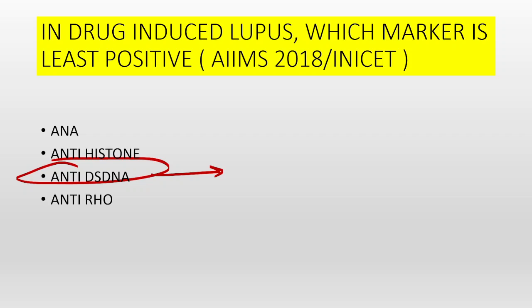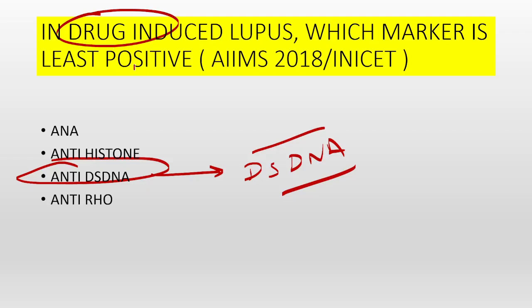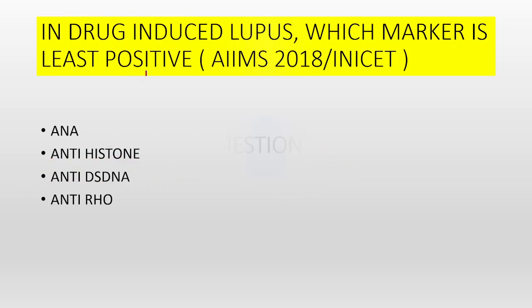where other autoantibodies are common, like Rho, histone, and ANA. Out of these, a PG level question might ask which is specific for drug-induced. ANA can sometimes be positive, but dsDNA is very rare. One more point related to drug-induced lupus is that it is usually more cutaneous lupus rather than organ involvement. Even if organ involvement is there, the kidney is unlikely to suffer any serious insult. So these are some points related to drug-induced lupus.